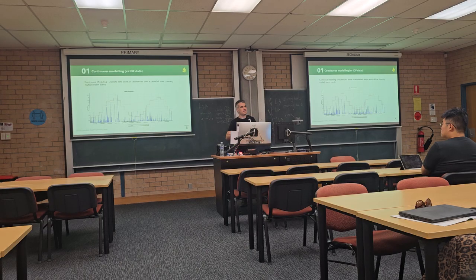Water sensitive urban design is based on continuous modeling because it relates to runoff over 10 years. Typically it's not over 10 years, it can be over more. But how much volume of runoff do I have in 10 years? How much of that can I capture and treat?